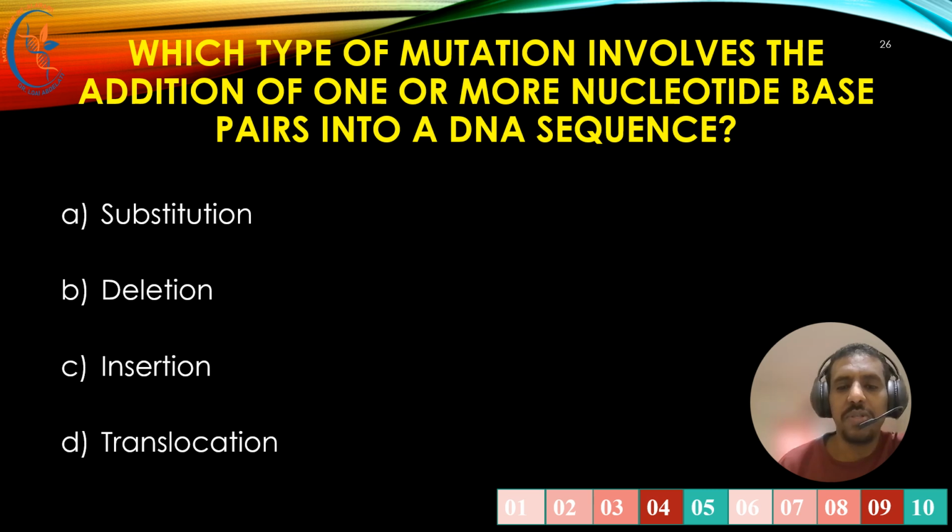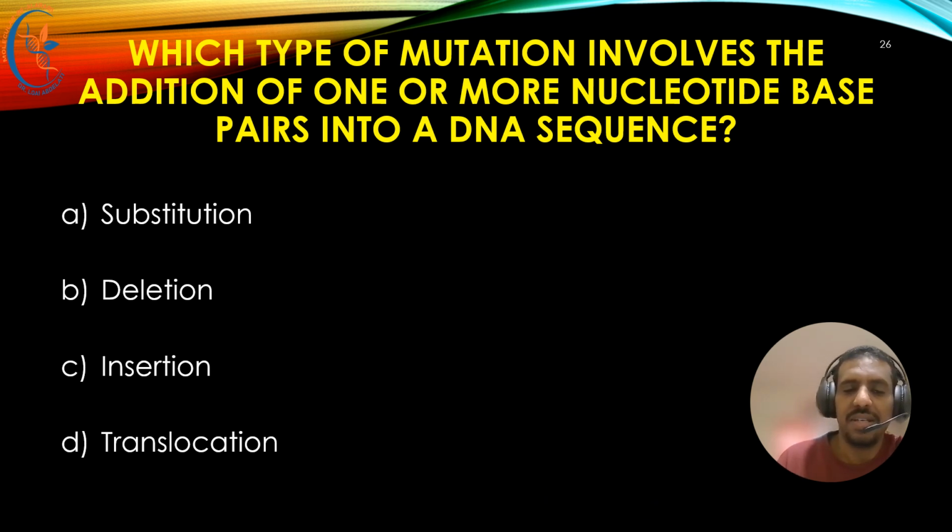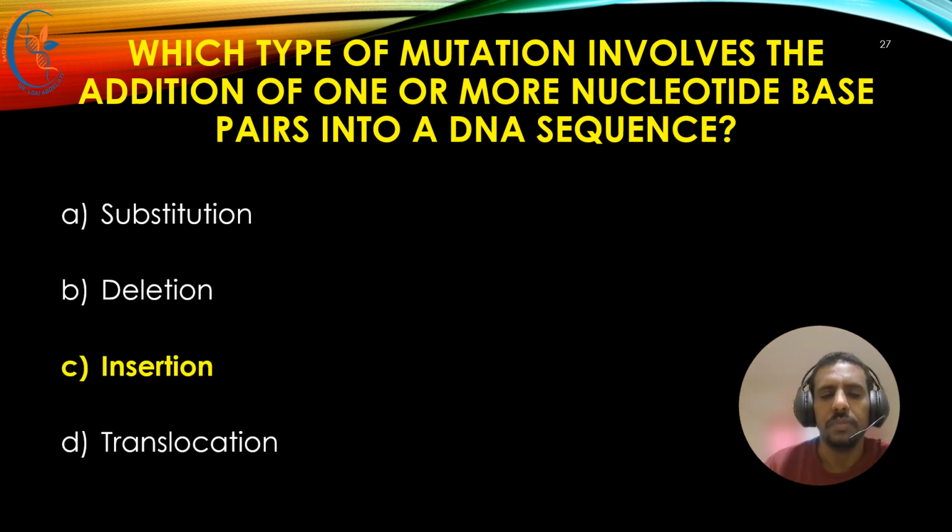Which type of mutation involves the addition of one or more nucleotide base pairs into a DNA sequence? All right, 10 seconds. Let's go. Substitution, deletion, insertion, translocation. Here are the options. Now let's see the correct answer. The correct answer is insertion. An insertion mutation occurs when extra nucleotide base pairs are added into a DNA sequence, which can disrupt the normal function of a gene. All right, let's move on.